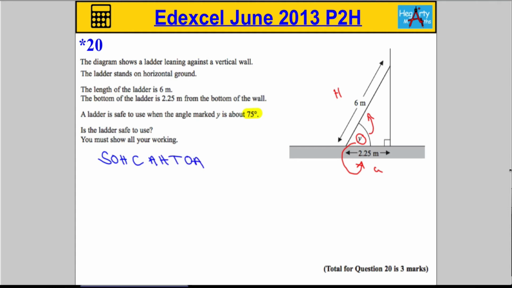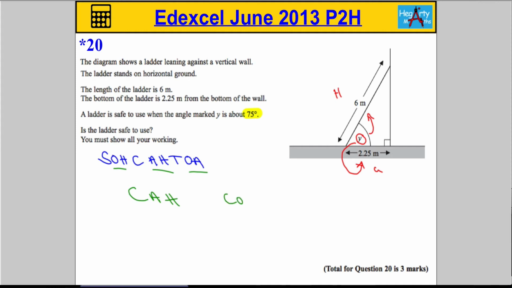And hopefully you know SOHCAHTOA, or as my students might know, oh hell, another hour of Arnold. In this case, we're going to use C, A, and H because we have H, we have A, so we're going to use this equation.